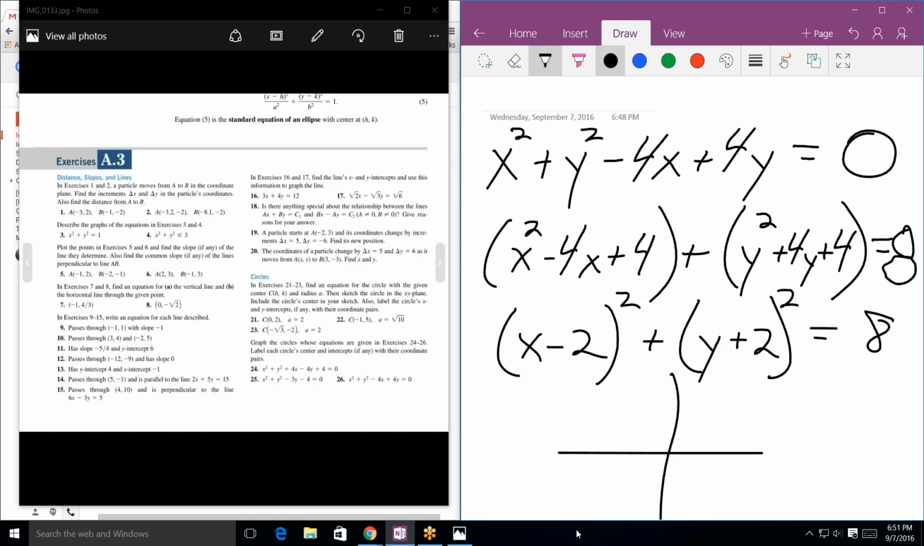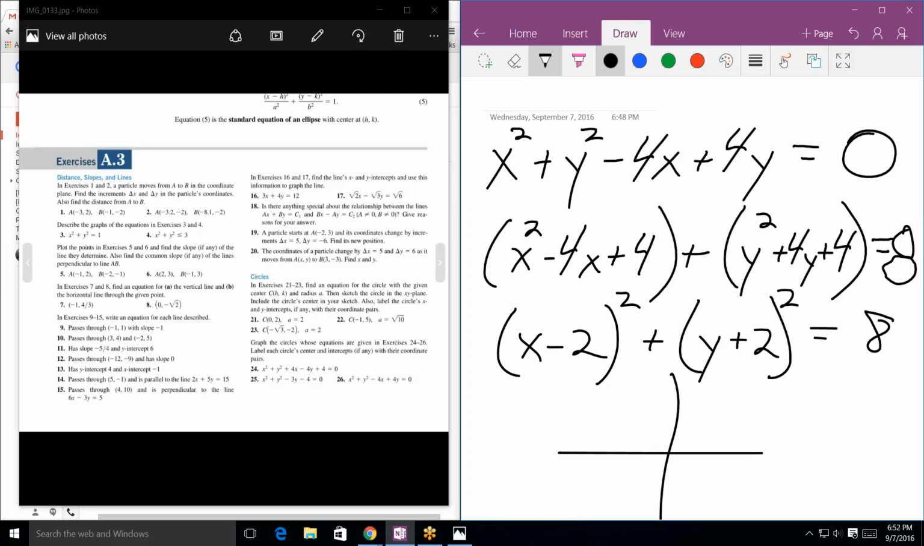Okay. Oh, I see at the top of this page, you do get into ellipses. That's at the top here where I'm pointing, of your page 5. Yeah. That's the standard equation of an ellipse. Notice that it's not quite the same as a circle, but it's close. It's still x minus h and y minus k. Okay, back to problem 26.